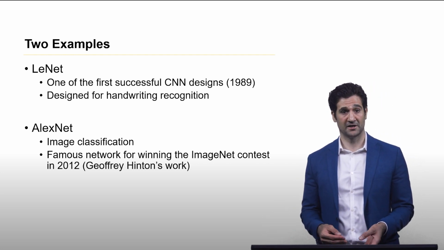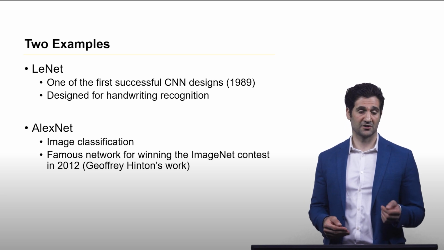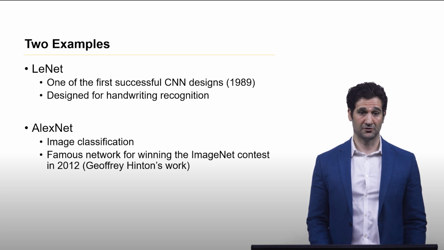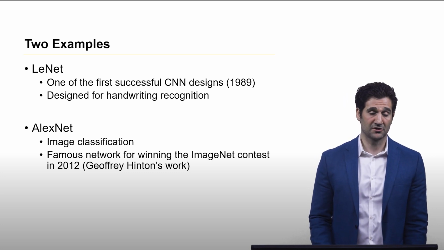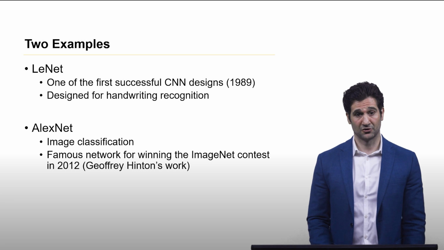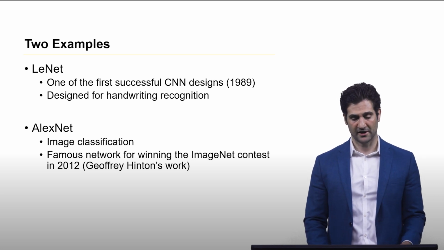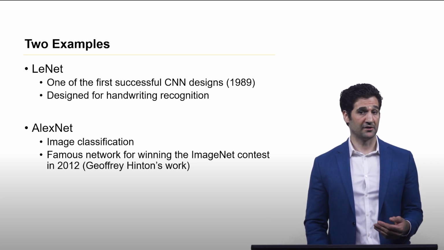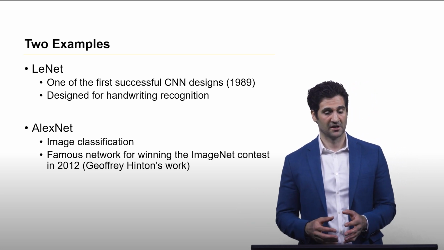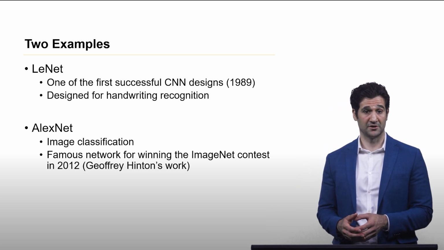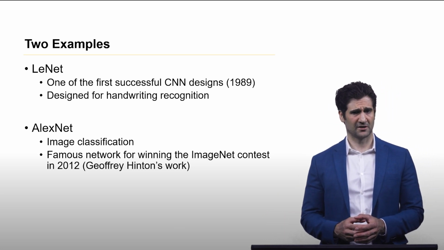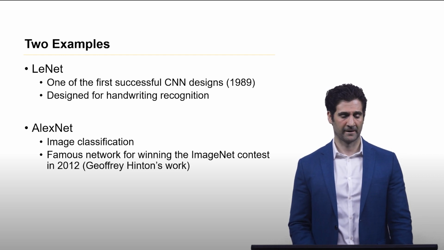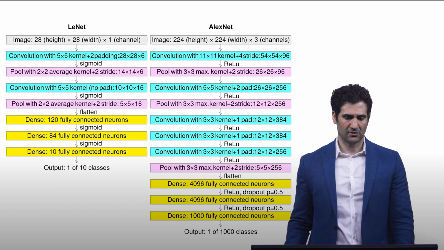way back from 1989, used for handwriting recognition, specifically for looking at handwritten digits in zip codes. The next is AlexNet, which is another famous convolutional neural network, and this was the one that Geoffrey Hinton introduced back in 2012 that won the ImageNet contest, which was a contest at the time for classifying images, and it won it, I think, 2 or 3 years in a row, actually, or variants of AlexNet did. So let's look at these two.